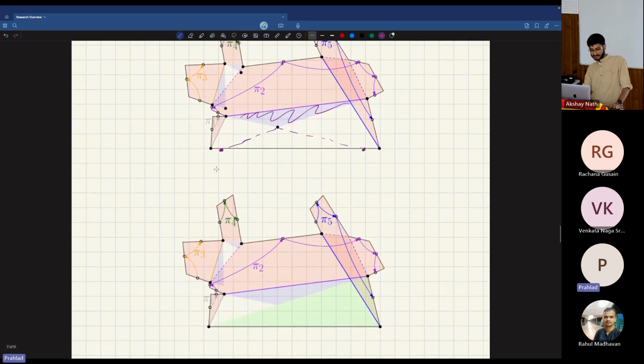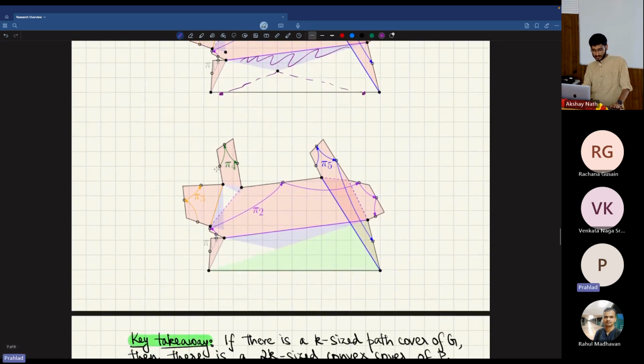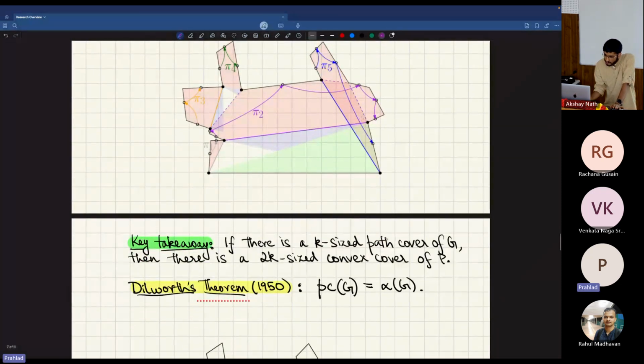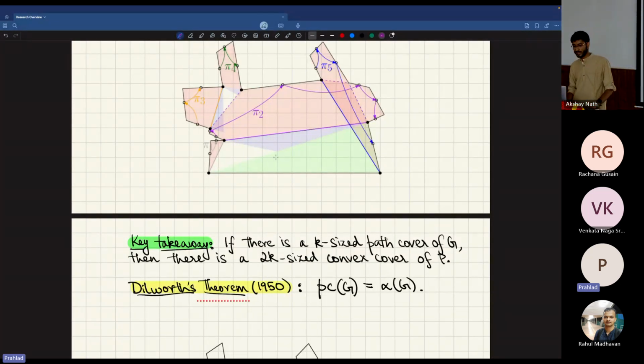So we add an extra polygon, which is the green one. So you take one point, and then the leftmost point and the rightmost point of the weakly visible edge that sees it, you get a triangle. Unfortunately, what remains is not convex anymore. So you're adding essentially an extra polygon. So if you have a path cover of size k, we are going to have a convex cover of size 2k, right? Which is the key takeaway that I have below.